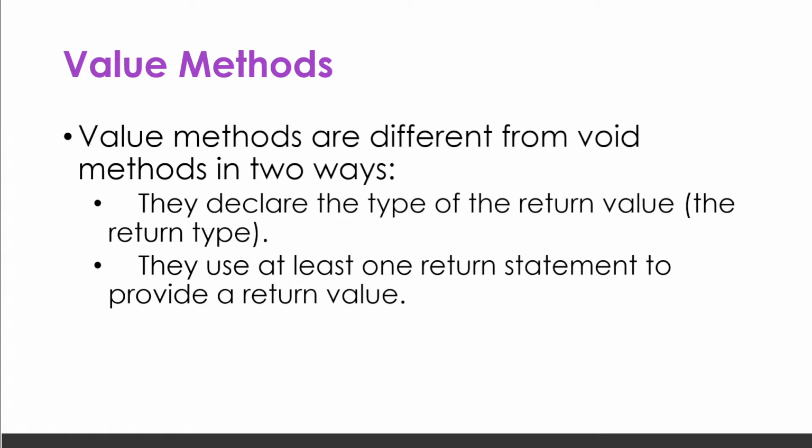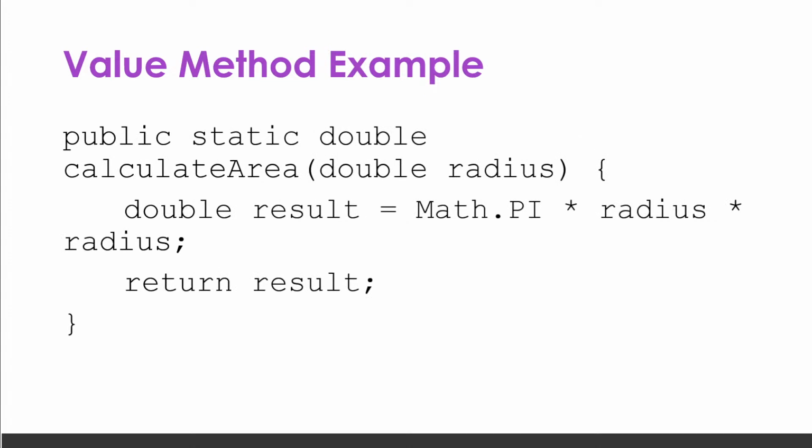So when we look at a value method, it looks like this. In this instance, we see public static double. This is that promise that we're making to our interpreter, to our compiler, that this return result that we have down here is going to be a double.